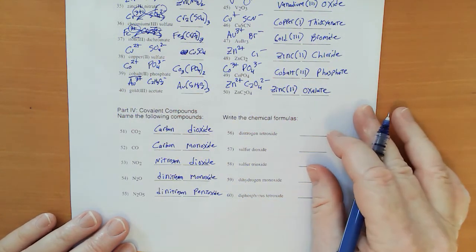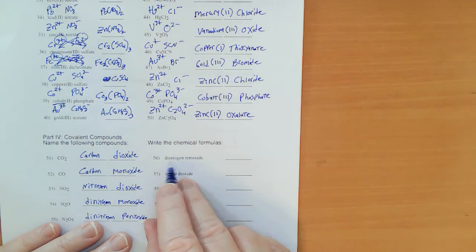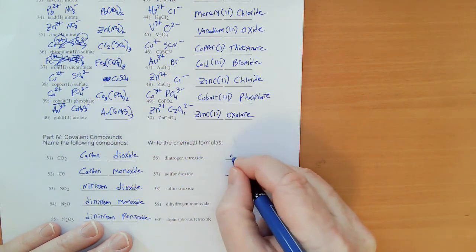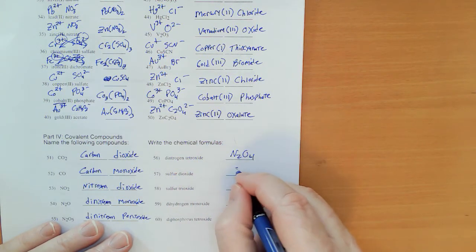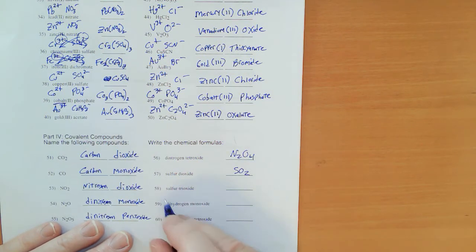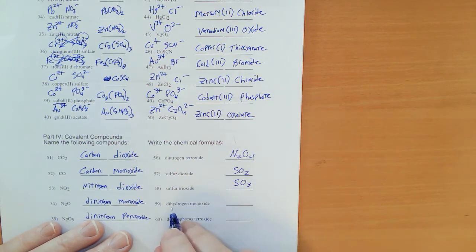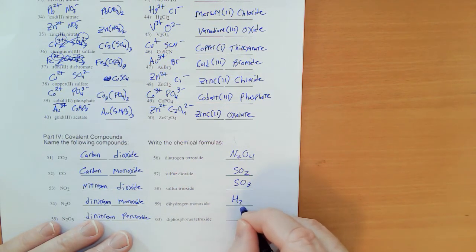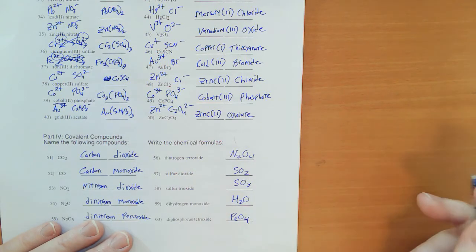Okay. Now over here, di is 2, tetra is 4, so that's N2O4. Sulfur dioxide would be SO2. Sulfur trioxide would be SO3. Dihydrogen monoxide is what you call water. And diphosphorus tetroxide is P2O4.